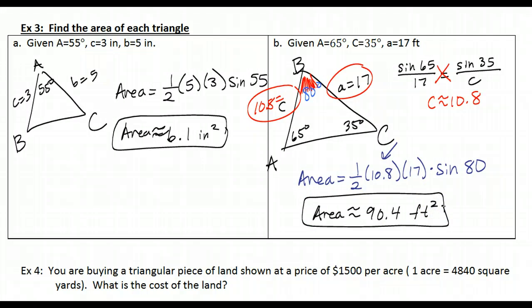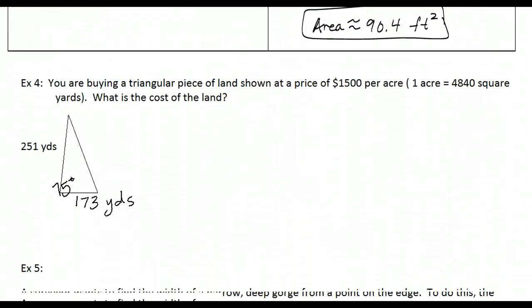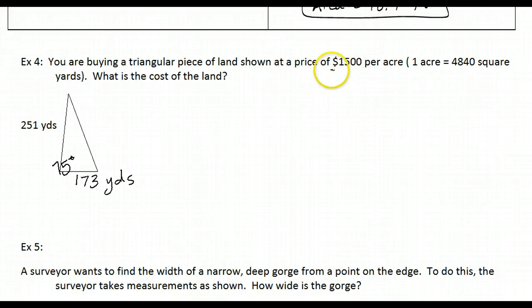With example 4, we're going to take our area formula and apply it to a situation. Here's what's going on. You're buying a triangular piece of land shown. It is $1,500 per acre. And we know 1 acre is 4,840 square yards. What is the cost of the land?